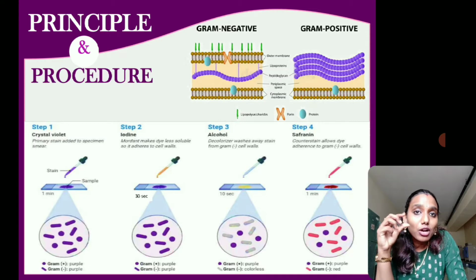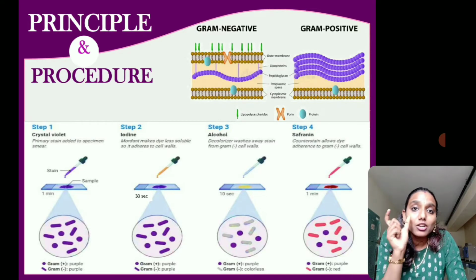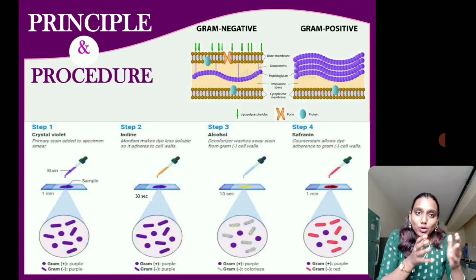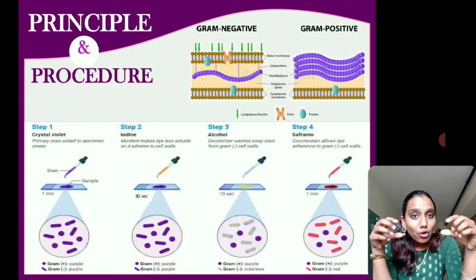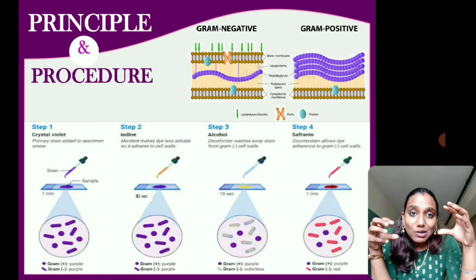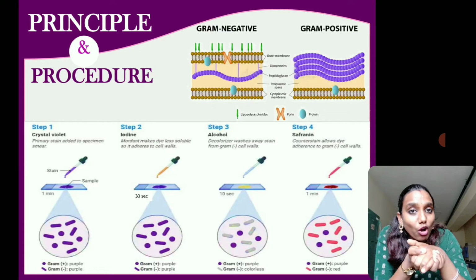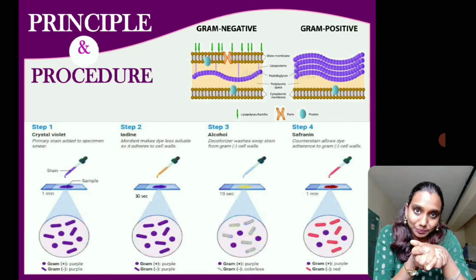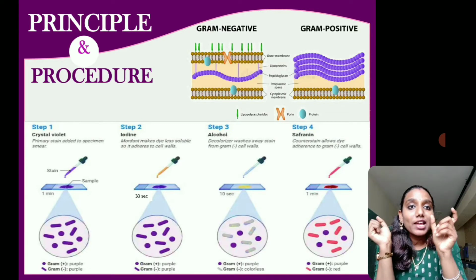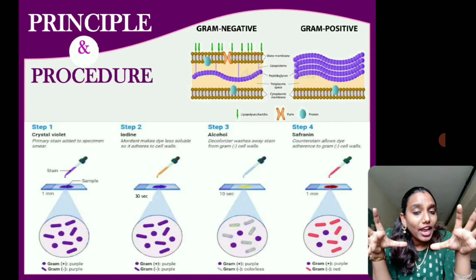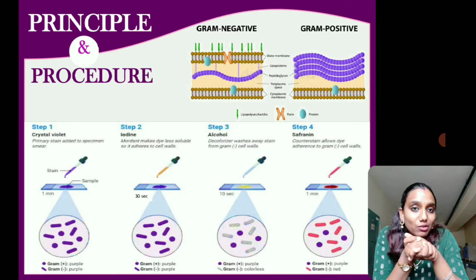and form a complex with the crystal violet known as the CVI complex. CVI stands for crystal violet iodine complex. Now iodine is making the crystal violet fix or adhere onto the cell wall of the bacteria very tightly. So the crystal violet iodine complex will help the crystal violet to adhere tightly onto the cell wall of the bacteria.